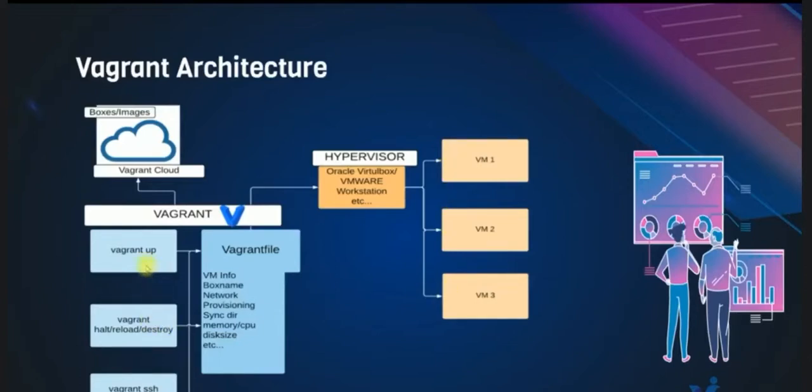There are simple to use Vagrant commands like vagrant halt, vagrant reload, vagrant destroy. And when you reload, it's going to read the Vagrantfile when it's coming up, so any changes will be applied. If you want to log into a Linux VM, you can do vagrant ssh. And like that, there are many more commands.